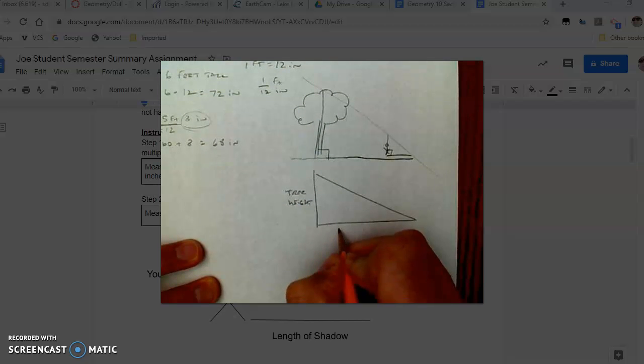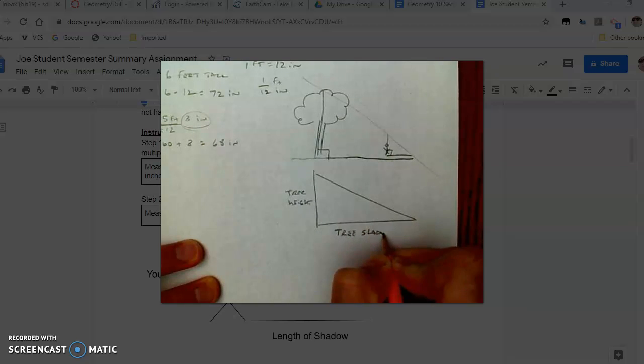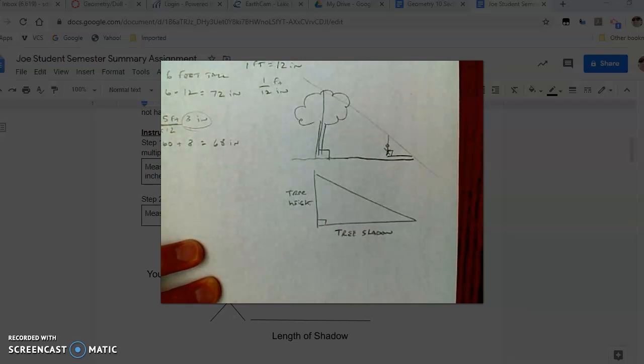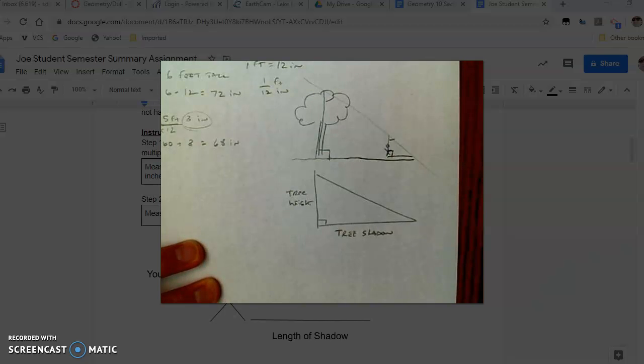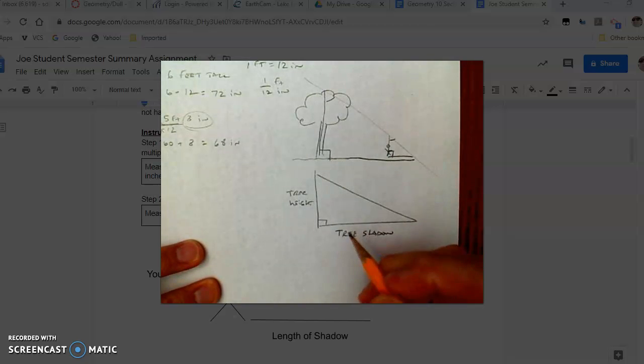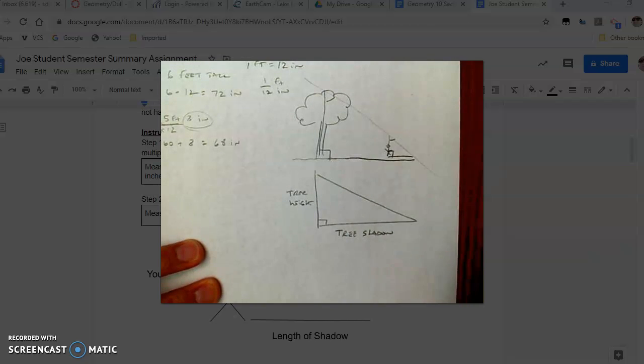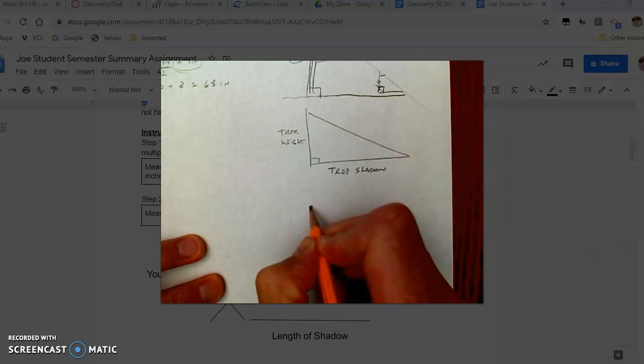Right? So the height of the tree, and here's the tree shadow. Okay? So they're both right angles, and if the sun is hitting both of you at the same angle, these two angles are congruent, right? So if you have two angles that are the same measure on two different triangles, both triangles, their angles add up to 180. That means these are similar triangles. What do we know about similar triangles? Their corresponding angles are congruent, but then the corresponding sides are in proportion.